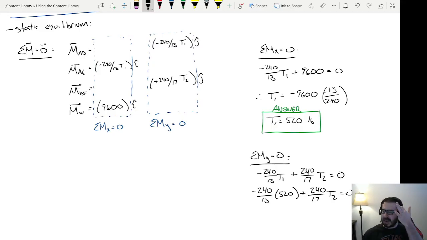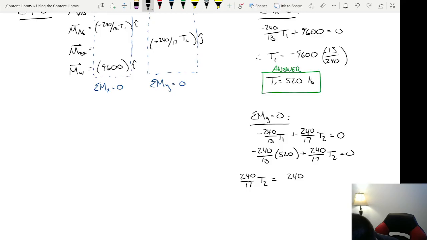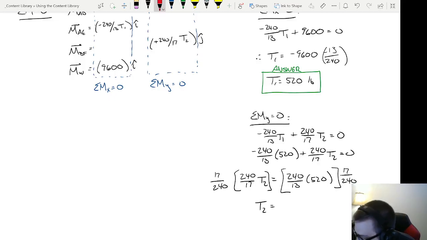And I think by now you should see this is pretty straightforward to solve. All I need to do is bring the T2 over. So let's see. So 240 over 17 T2 is 240 over 13 times 520. And then multiply both sides by 17 over 240. And so T2 just equals that. So we see that the 240s cancel. And so we get 520 over 13 times 17. And when it's all said and done, we get 680 pounds.